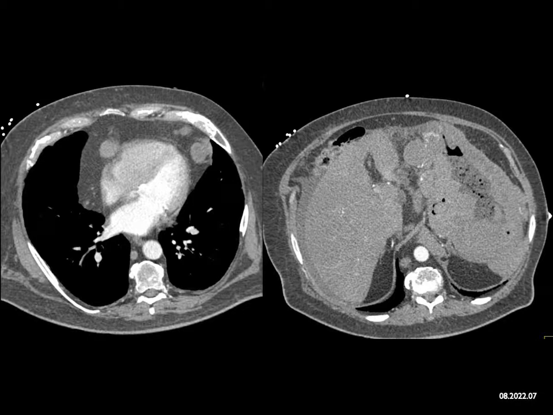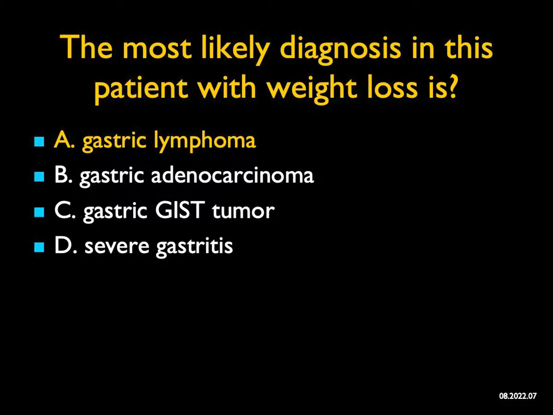What you also see in this case are large pericardiac nodes. There's ascites, there's also large nodes in the celiac axis region. When you have a gastric mass with bulky nodes or a gastric mass with pericardiac nodes, I'm always thinking about lymphoma, and this indeed is an excellent example of gastric lymphoma.